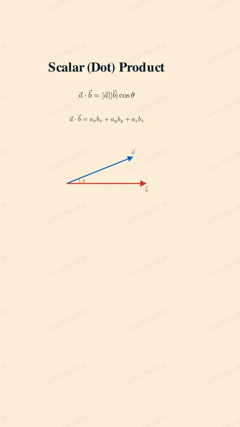The result is a scalar, not a vector. In component form, A dot B equals AX BX plus AY BY plus AZ BZ. Key property: if two vectors are perpendicular, their dot product is 0, because cos 90 is 0. So the dot product can tell us if two vectors are perpendicular? That's useful. But what does the dot product physically mean?